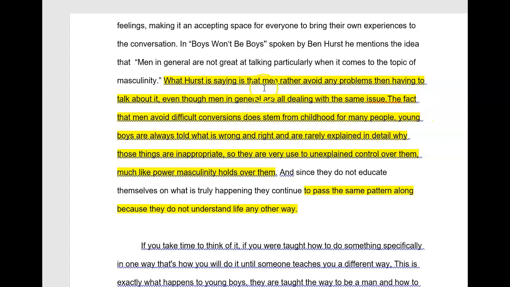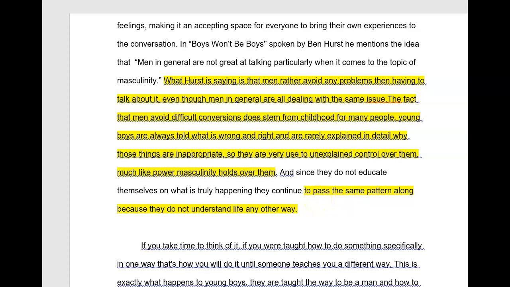What Hurst is saying is that men, rather than avoid any problems than having to talk about it, even though men in general are all dealing with the same issue. The fact that men avoid difficult conversations does stem from childhood. For many people, young boys are always told what is wrong and right and rarely explained in detail why these things are inappropriate. And so they are very used to unexplained control over them, much like the power masculinity holds over them. And since they do not educate themselves on what is truly happening, they continue to pass the same pattern along because they do not understand life any other way."